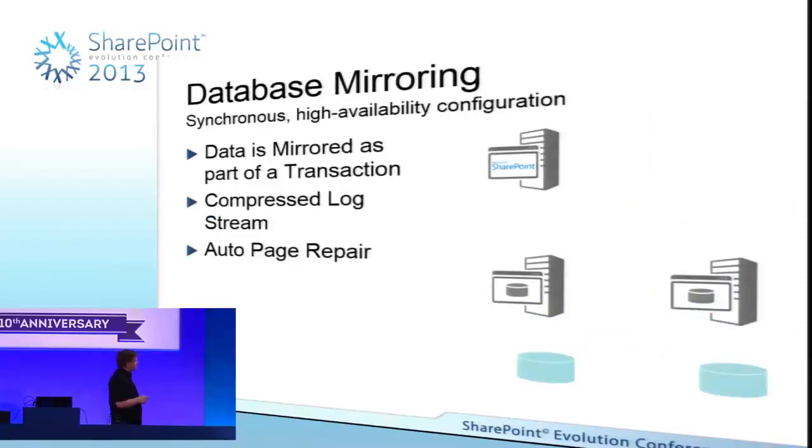And then we have the concept of database mirroring. There are 2 types of mirroring. The first one we're going to talk about is synchronous. Synchronous gives us our high availability configuration, and basically the way we do this is we mirror the data as part of a transaction.